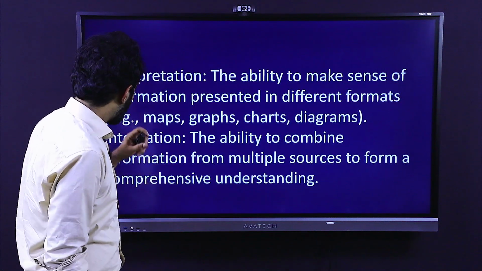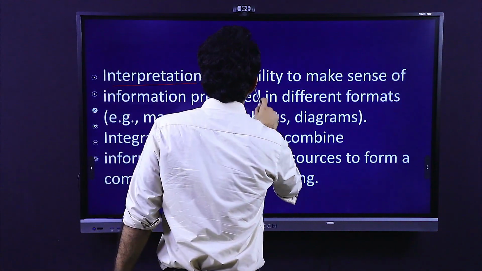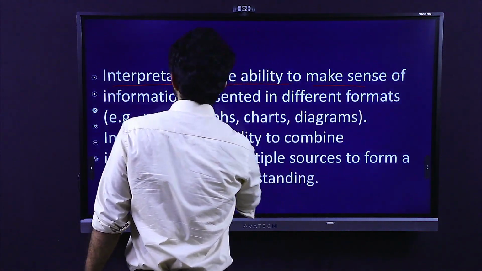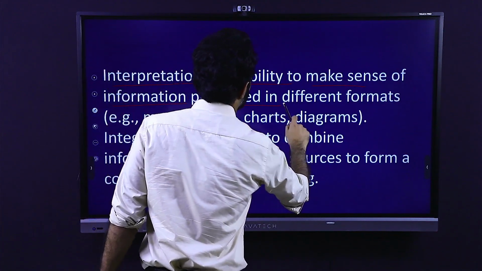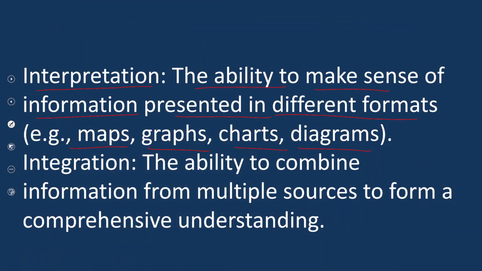So, let's talk about what we mean by interpretation. Interpretation is the ability to make sense of information presented in different formats, for example, maps, graphs, charts, and diagrams. So, we are first understanding, reading each and every figure, every number, and every percentage in these different sources, and then interpreting it in our own words.